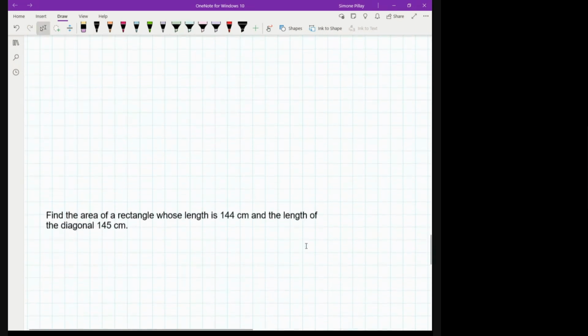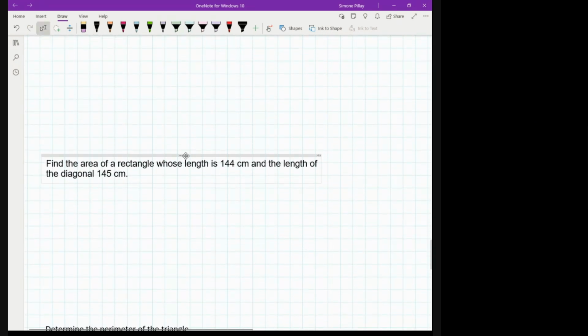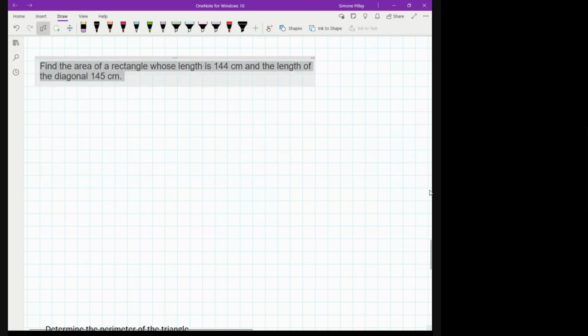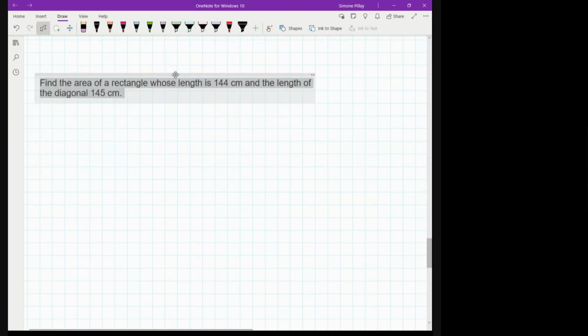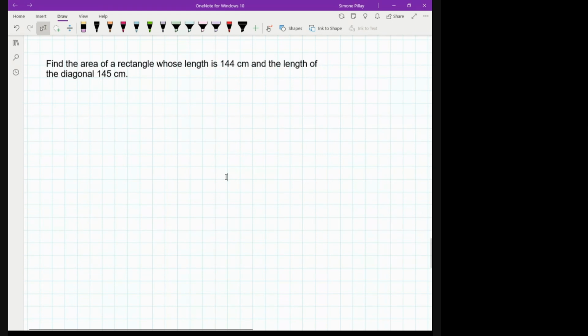Moving on. We have find the area of a rectangle whose length is 144 centimeters and the length of the diagonal is 145 centimeters. Kind of crazy question. What does this have to do with Pythagoras? Well, let's see if somebody knows. Bree, did you have a question or do you want to maybe answer?